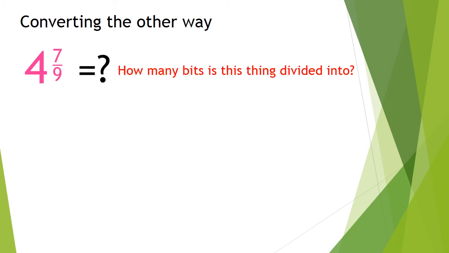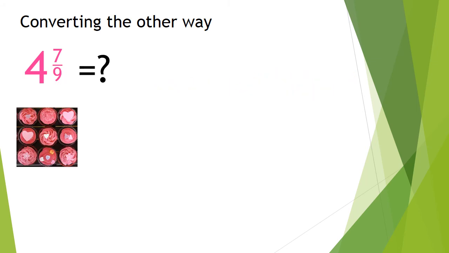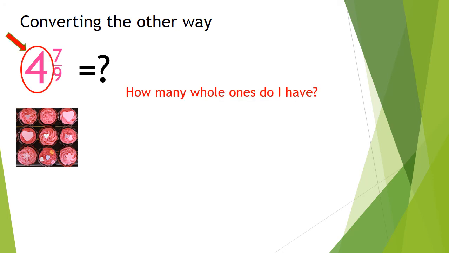Well, the first thing I want to look at is how many bits this thing is divided into. So look at your fraction, look at your denominator. It's divided into 9 bits. So if I was to try and think of a picture for that, I would say maybe a box of 9 cupcakes. So I'm looking at boxes of 9 cupcakes. Okay, now I need to think about how many whole ones I have. I have 4. So I have 4 whole boxes of cupcakes, each of which has 9 in it.